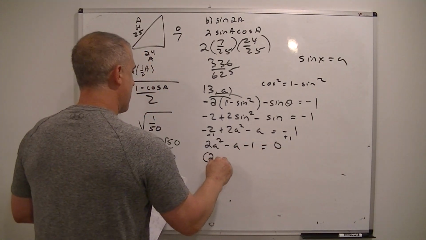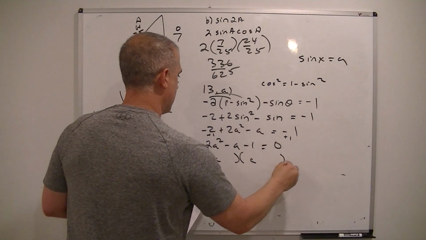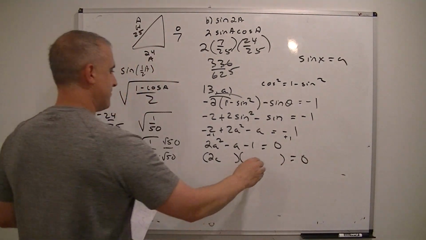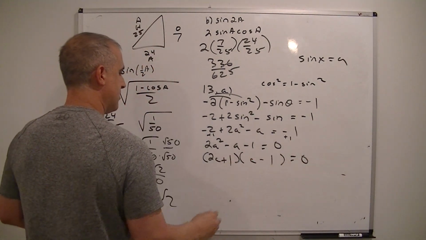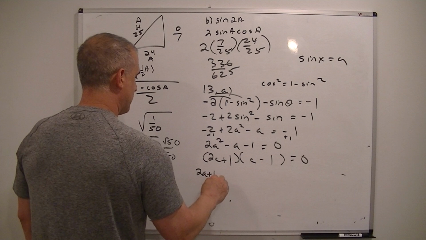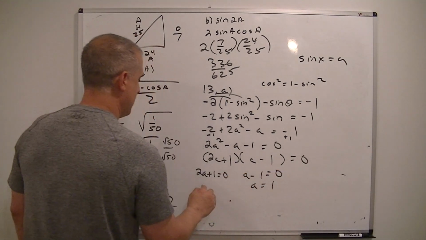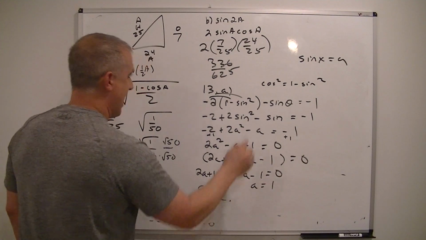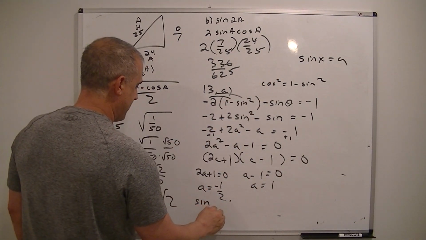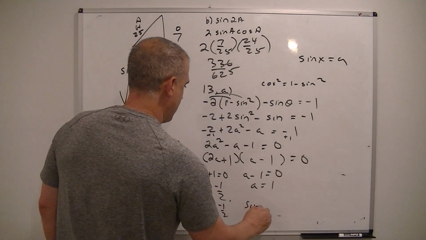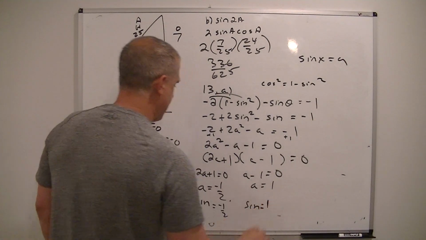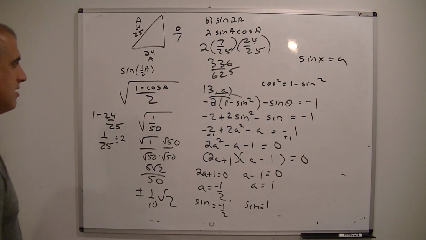Okay. If I factor that, okay, I would have minus 1 plus 1. Okay, so I got 2A plus 1 equals 0. A minus 1 equals 0. So A equals 1. This would be A equals negative 1/2. Bring the sine function back. Okay, so the question is where is sine negative 1/2 and where is sine 1?